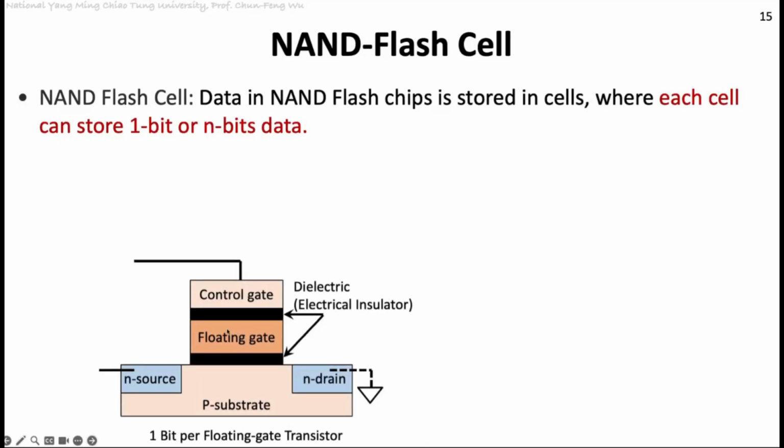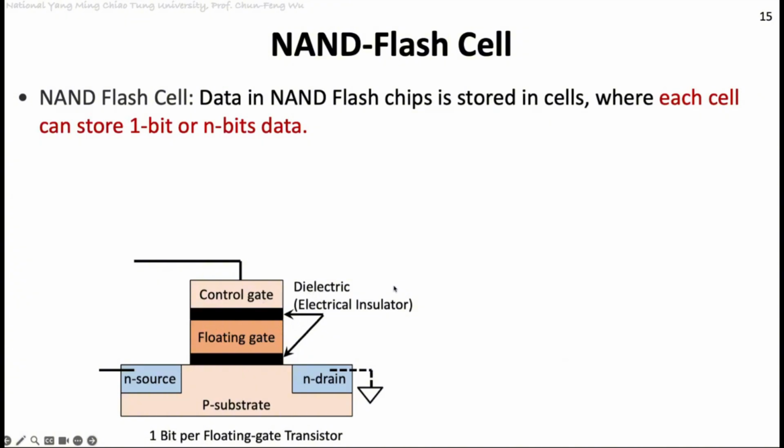So when we zoom into the memory cell, the very simple architecture looks like this. There is a P substrate here, and then there are the N source and N drain. Above them, there are things called the floating gate and control gate. The key thing is the floating gate. Around the floating gate, we use something called a dielectric.